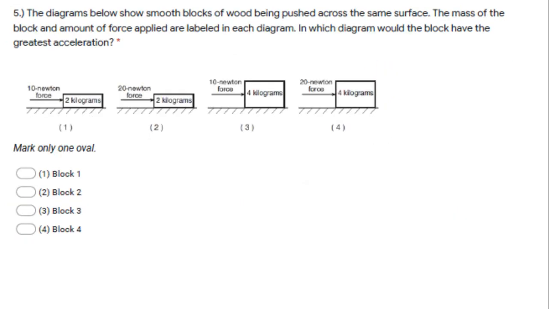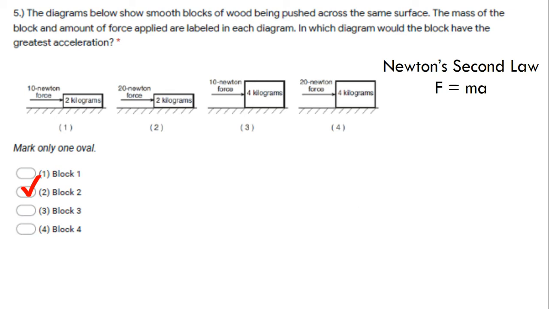Right, question 5. The diagrams below show smooth blocks of wood being pushed against the same surface. The mass of the block and the amount of force applied are labeled in each diagram. In which diagram would the block have the greatest acceleration? Right, so we can see we have some different choices here. Some of them have different masses and some of them have different forces. Right, so which one is going to have the greatest acceleration, they want to know, given the force pushing on it and the mass of the block. Right, the correct answer is block number 2.